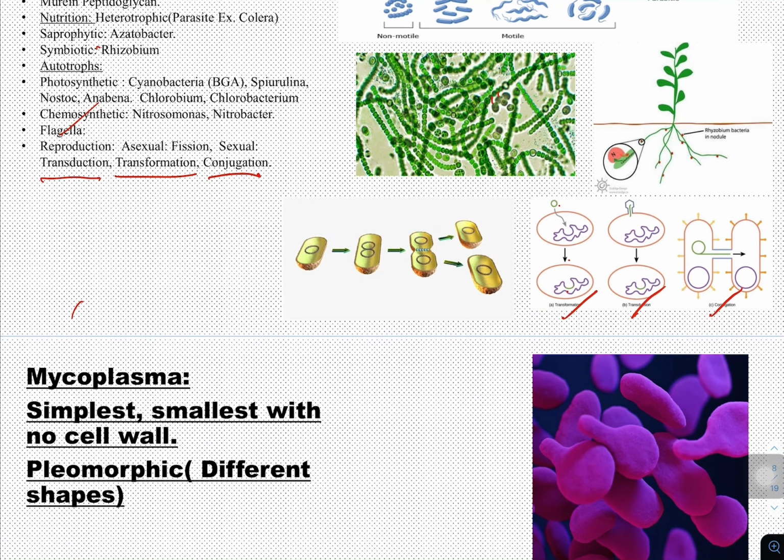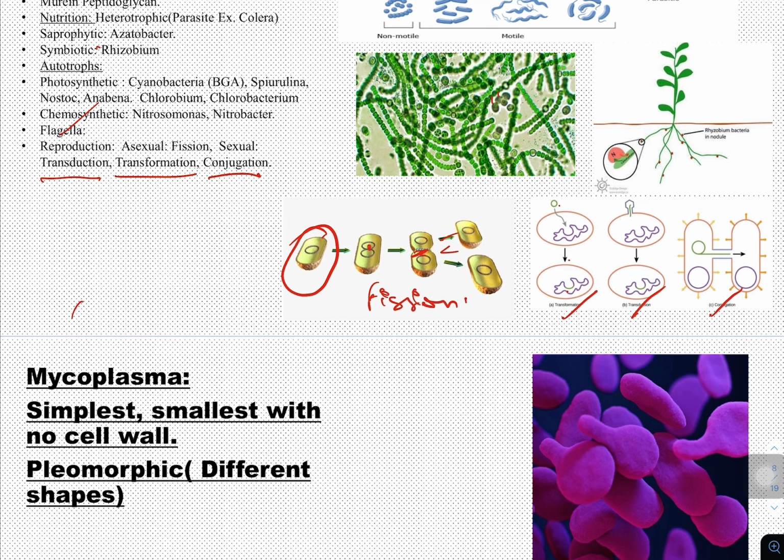Okay, see here the very nice representation of fission. This is a bacterial cell. The DNA separates, then the cytoplasm separates, and two new cells are formed. This is an example of fission, asexual reproduction.